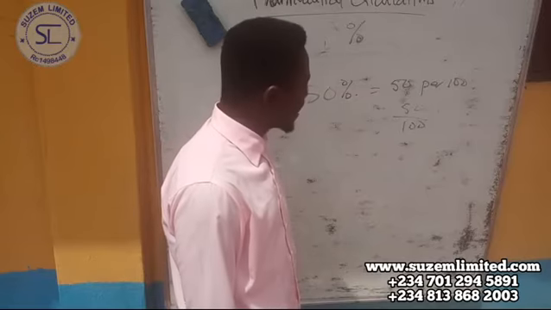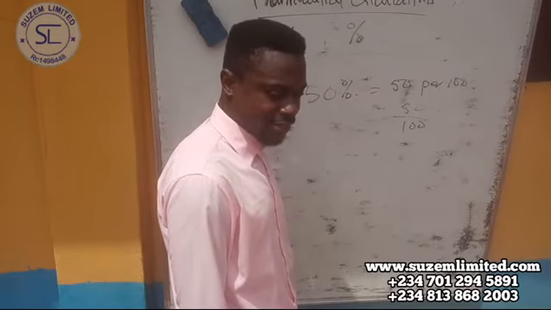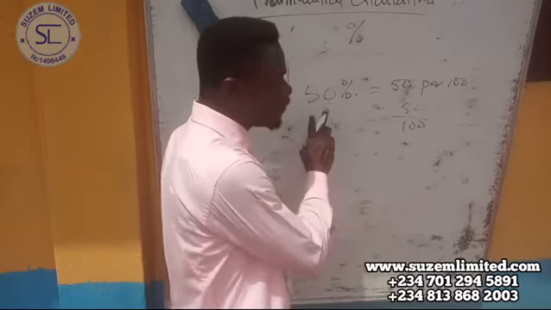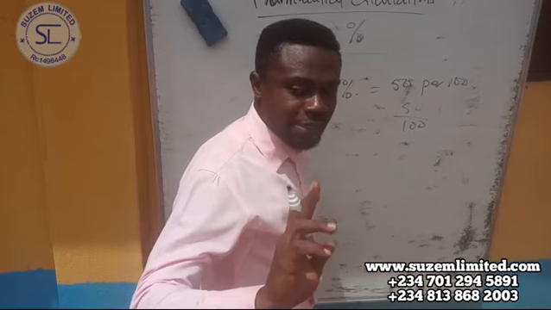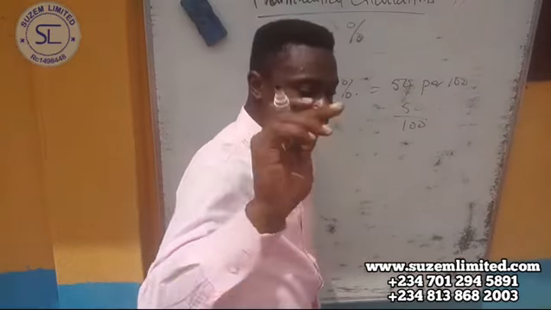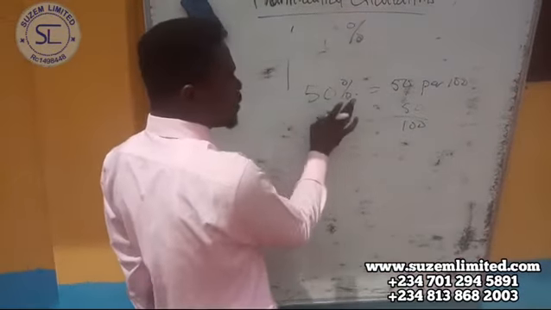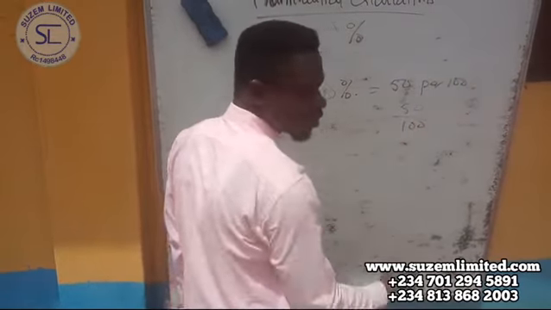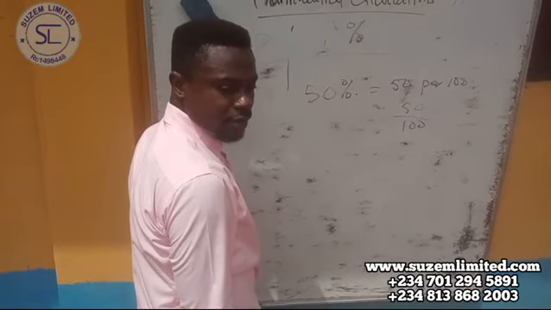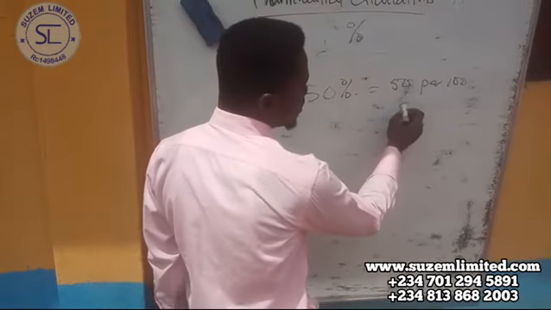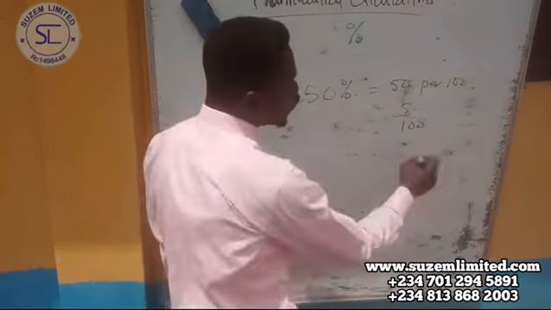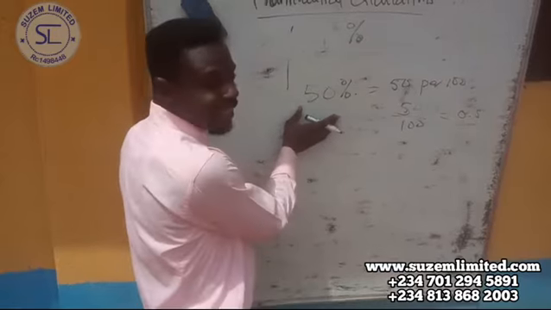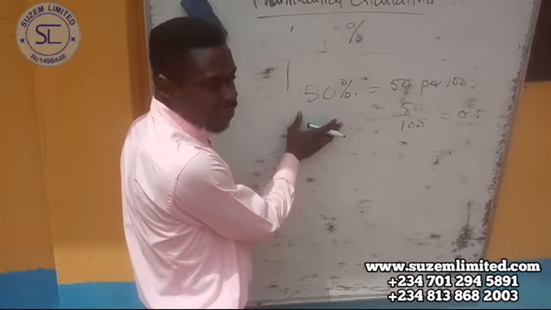Can you notice something here now? 50%. I said that percent is talking about what? Per 100. Now we have 50%. So putting it here, you now have 50 per what? 100. Which is the same as 50 over 100, which is 0.5.